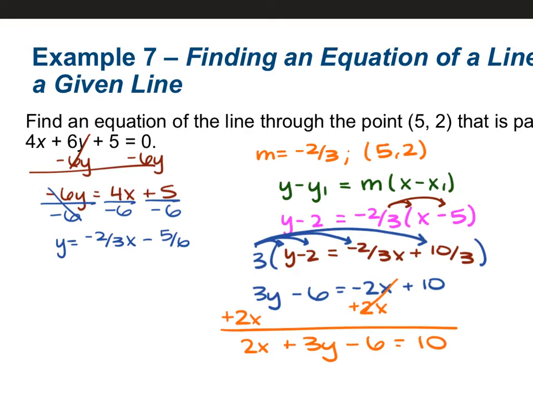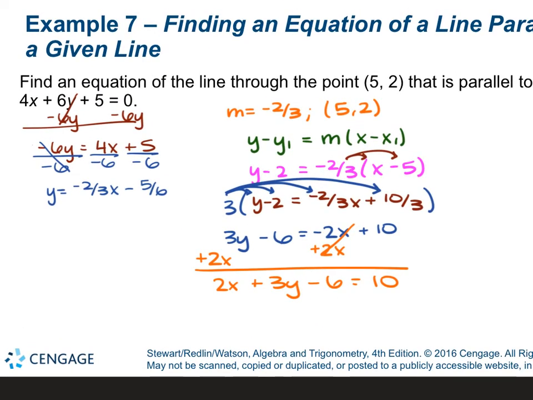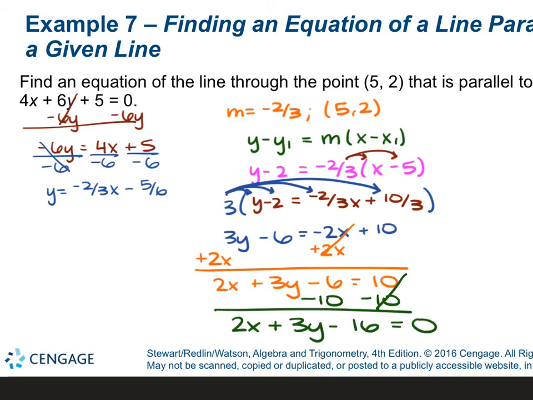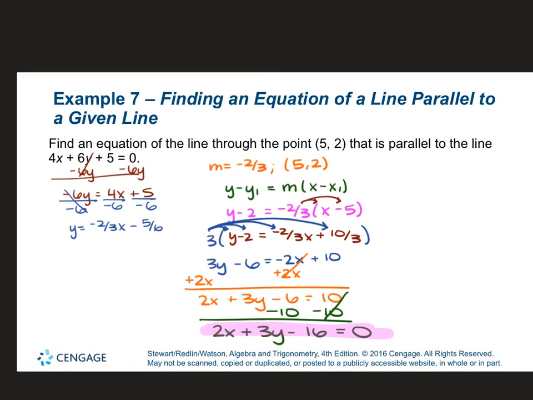Now, since my equation that they gave me is equal to 0, I'm going to make sure this equation is also equal to 0 as well. And I'm just going to subtract that 10 from each side to give me 2x plus 3y minus 16 is equal to 0. And that's the equation of my line that's parallel to the line 4x plus 6y plus 5 is equal to 0.